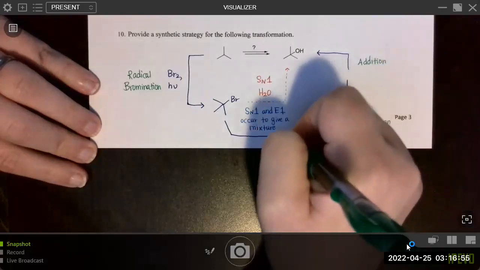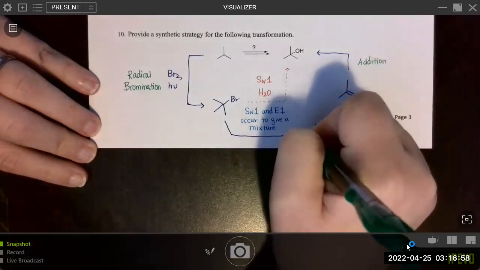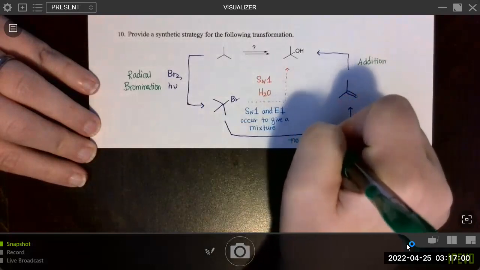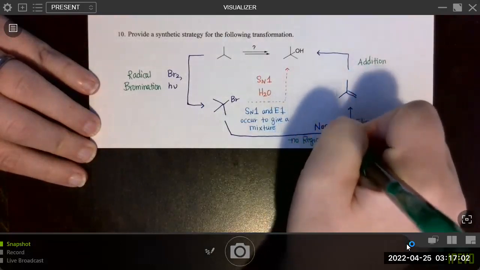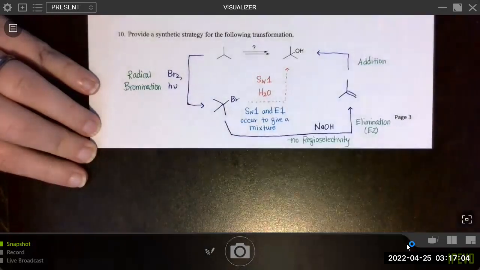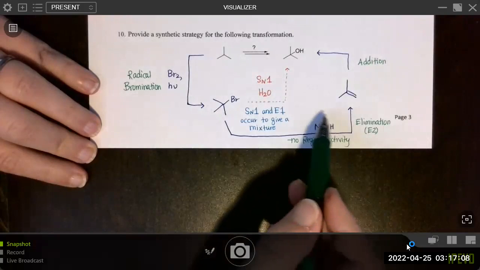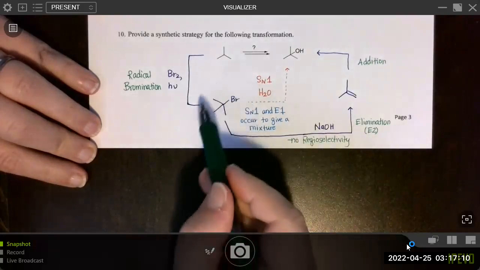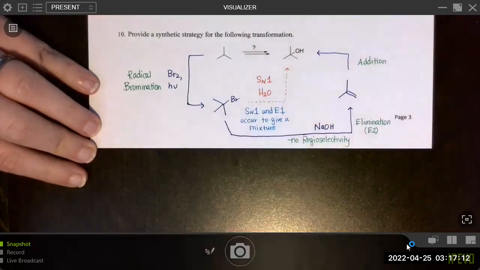Noting that you don't have to worry about regioselectivity. So any strong base will work out well for us. We don't have to worry about SN2 because it's a tertiary substrate. Tertiary substrates don't undergo SN2 reactions.